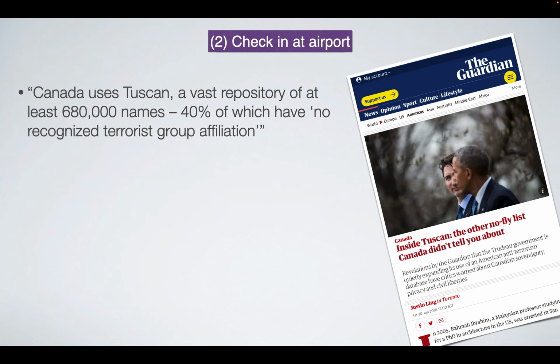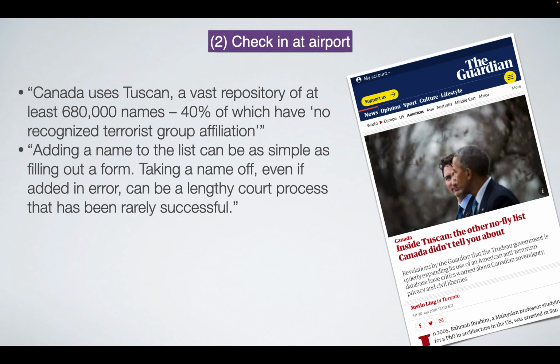One article that came out in The Guardian a while ago says that Canada uses a system called Tuscan. It's a vast repository of at least 680,000 names. 40% have no recognized terrorist group affiliation. Adding a name can be as simple as filling out a form. So this is also where policies apply to whether you match the list. If it's based just on your name, that's also a policy decision. I decide that that name is going to be the thing that does it. Then you might think, well, where does the list come from? So there are going to be policies around it.